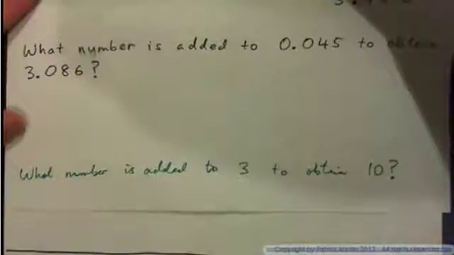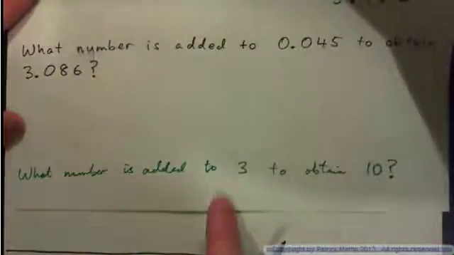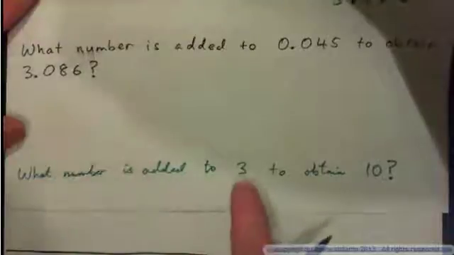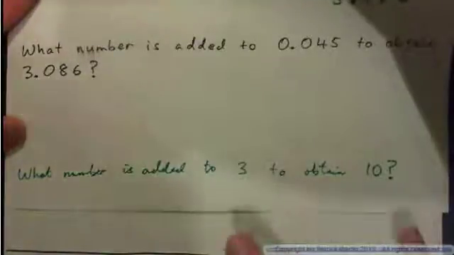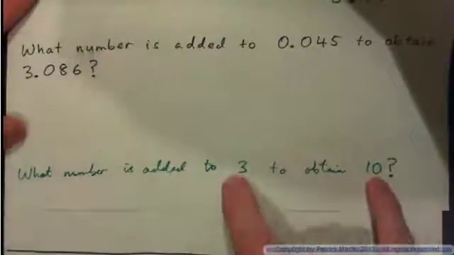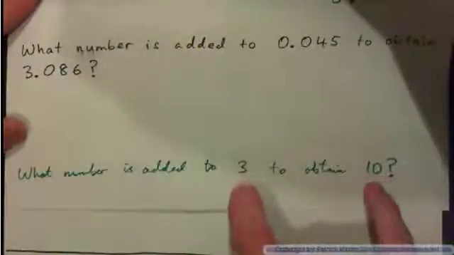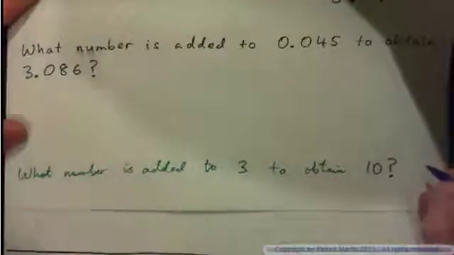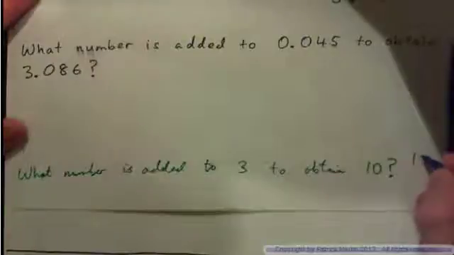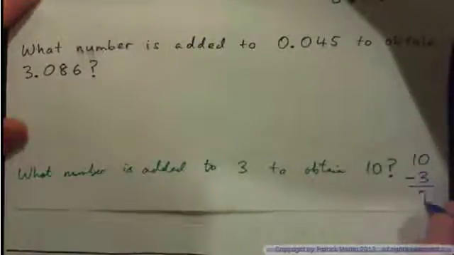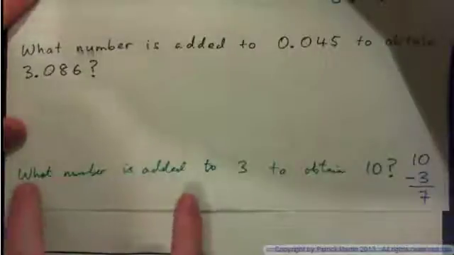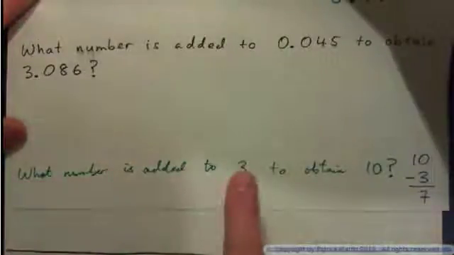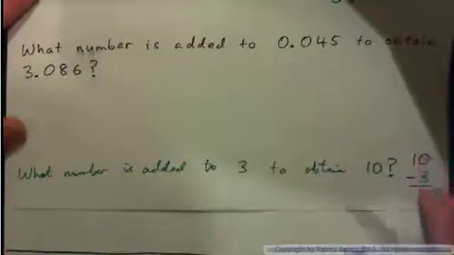You said 7, right? 7 is added to 3, can be added to 3 to get 10. How can you calculate 7 if you're given these two numbers? To calculate 7 given these two numbers, you would do this. Wouldn't you subtract? What would you subtract? Wouldn't you go 10, subtract 3? The answer is 7, right? So if the question was what number is added to 3 to obtain 10, I just go 10 minus 3.